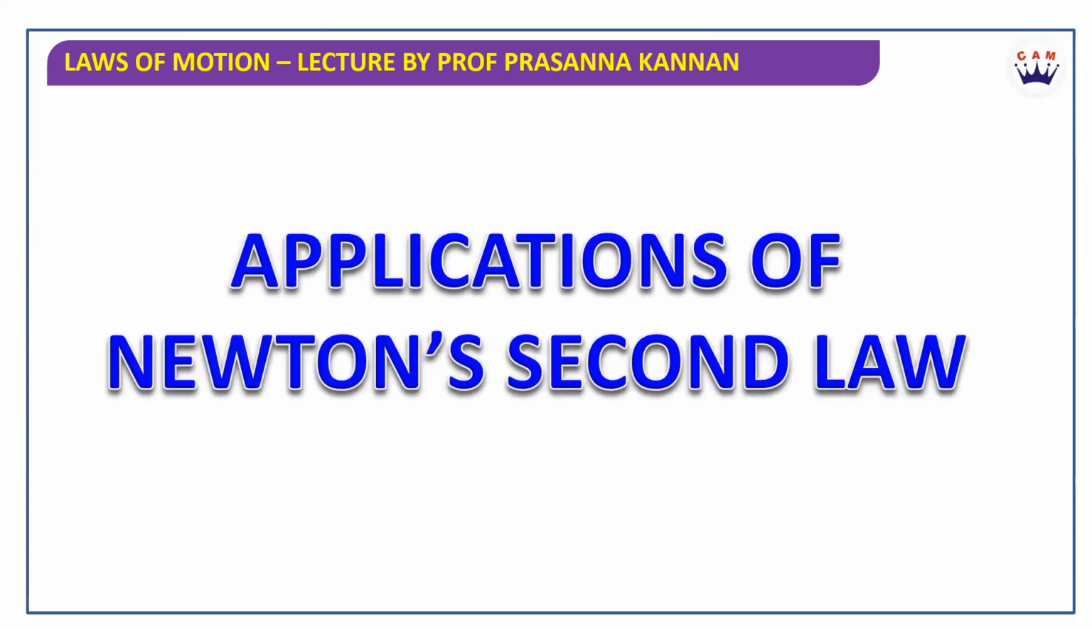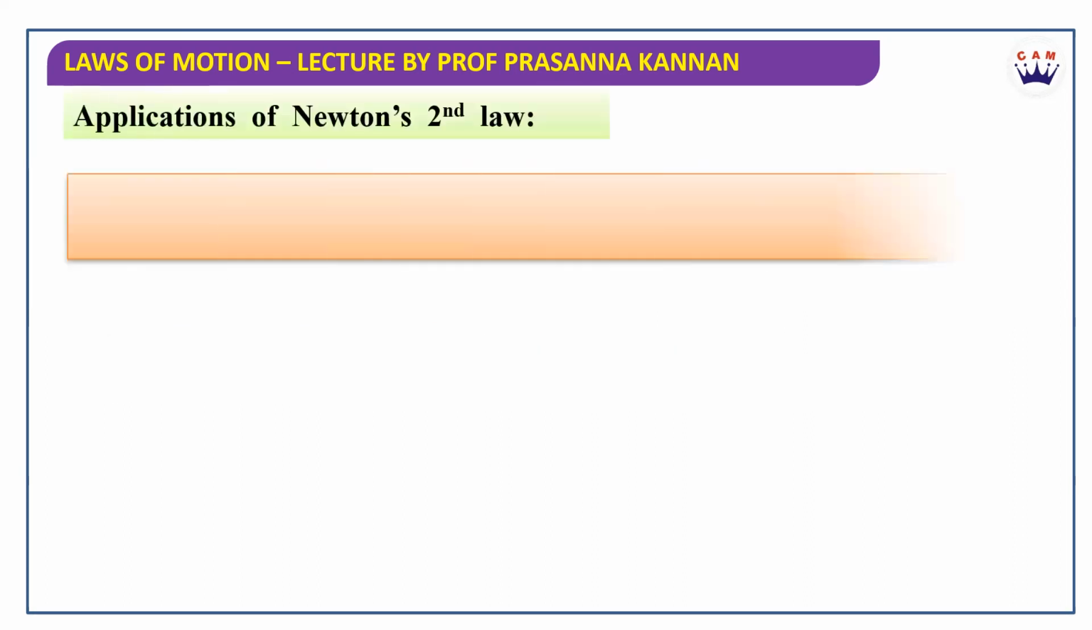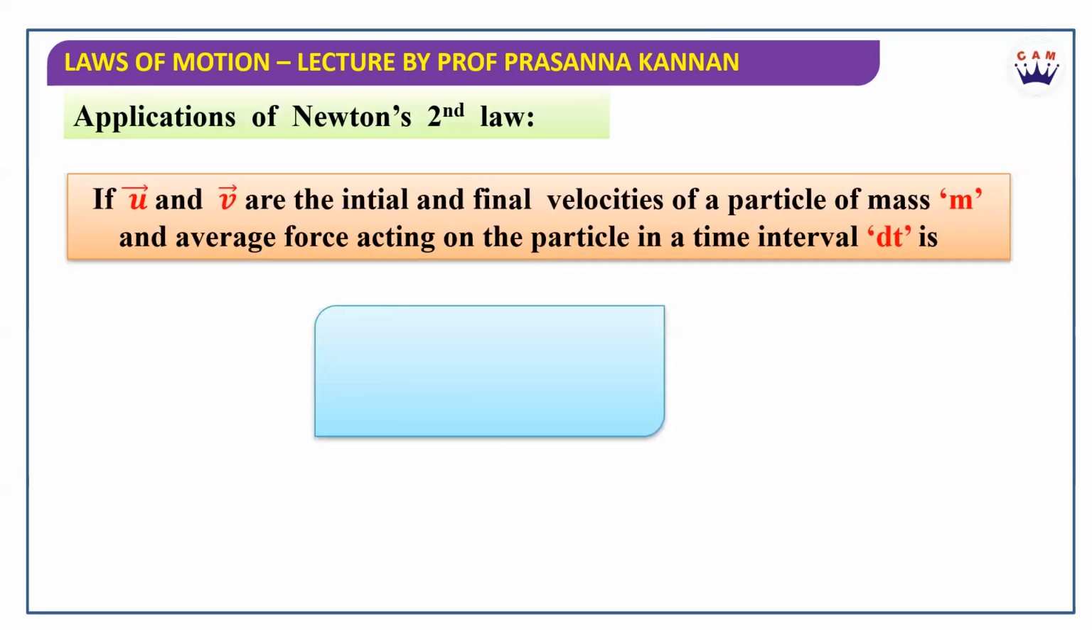Okay. Now we look at applications of Newton's second law. If u and v are the initial and final velocities of the particle of mass m, the average force acting on a particle at a time dt is given by what? F is equal to dp by dt, or change in momentum by change in time, mv minus mu by dt. Or in other words, what is it? This we have already seen, correct?